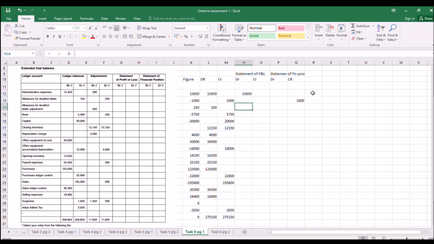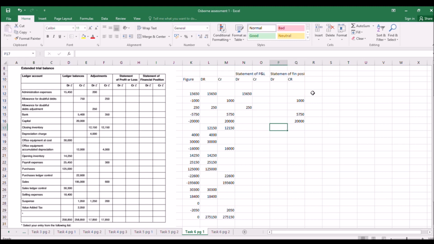Allowance for doubtful debts adjustment is the adjustment within the year. That's going to have an impact on the profit and loss account. In this instance, it's a debit, so it's an expense. The bank is the bank's position at the end of the year, and that's that credit there. The capital is the amount owing to the shareholder, the liability to the shareholders from their opening capital.